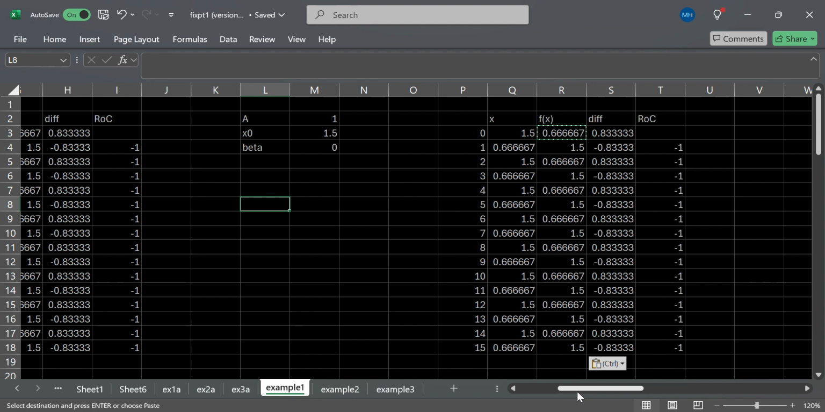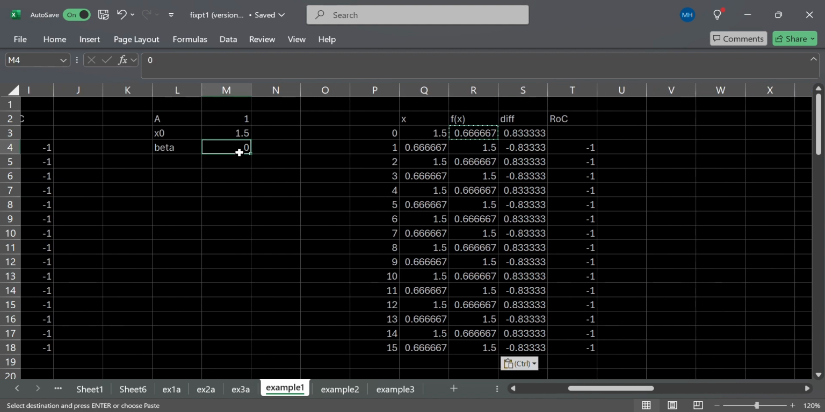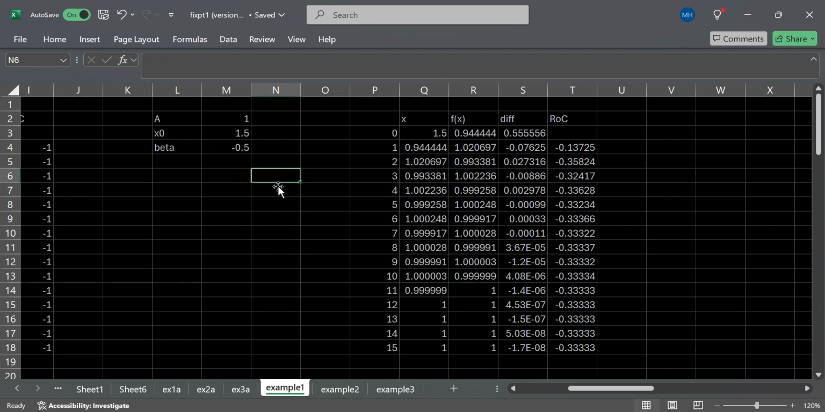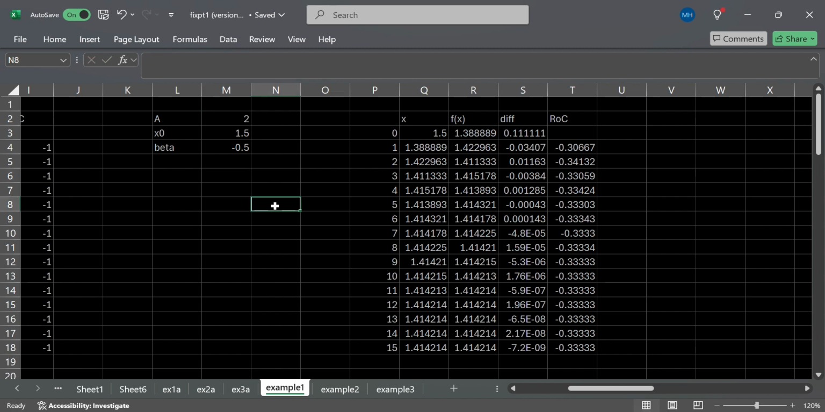So with that little adjustment, let's bring it down and see what happens. Obviously nothing happens until we choose beta equal to something other than 0. 0.1, oh, that didn't work. Let's try it the other way. Minus 0.5, oh, that worked. It's getting closer. Choose a different parameter a. Oh, okay, now that works.